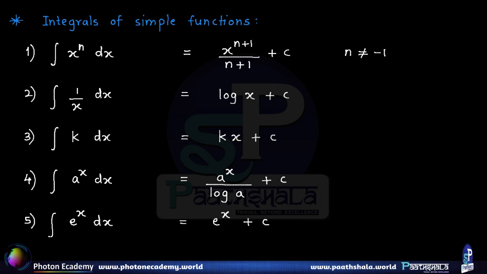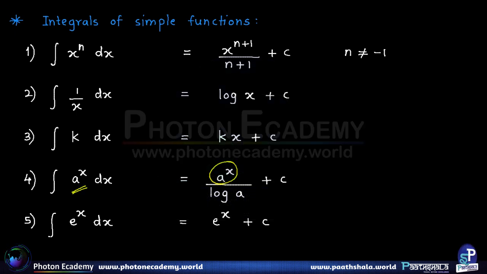And similarly the next two results, that is the integral of a raised to x is a raised to x upon log a. That is simply because when you differentiate a raised to x, you have a raised to x multiplied by log a, and hence log a gets cancelled and we are left with only a raised to x. Now the fifth formula is a special case of the fourth formula: if you put a as e, then the answer will be obviously e raised to x only, because the denominator log e is nothing but 1.